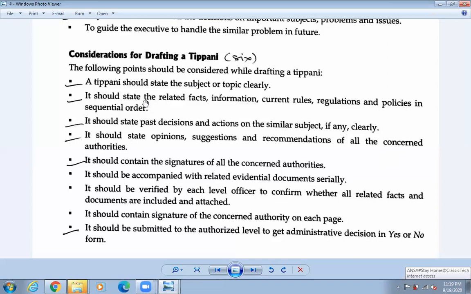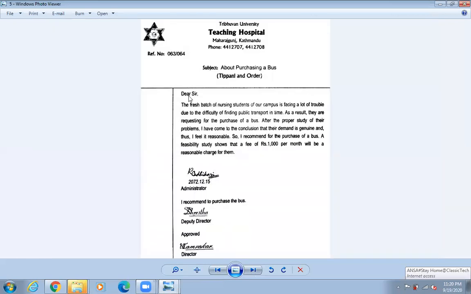So next one, it should state the related facts, information, current rules, regulations, and the policies in sequential order. The letter must follow a rule or regulation also. Suppose the subject should be about purchasing a bus. So the subject is that the bus needs to be purchased. So this must be written in a clear way.